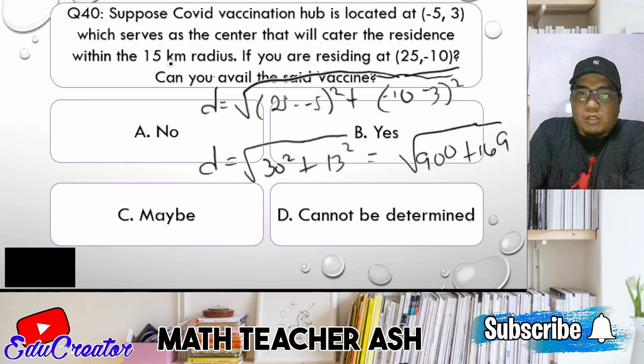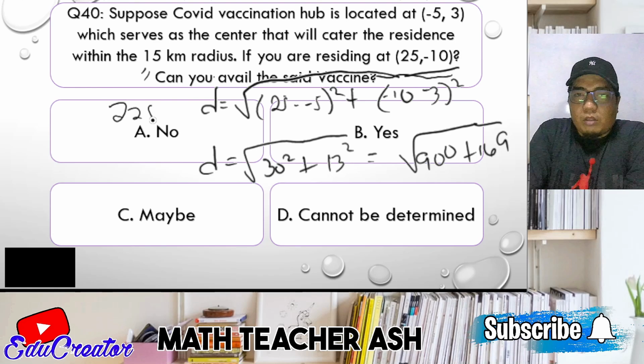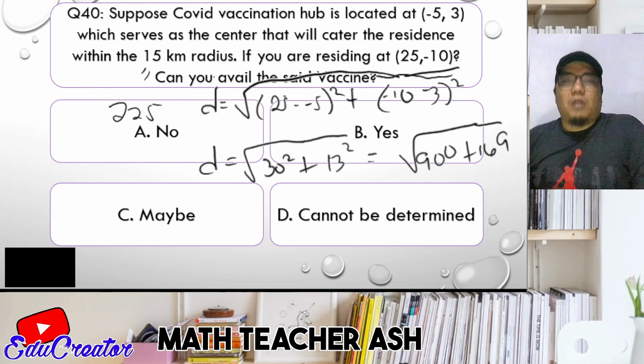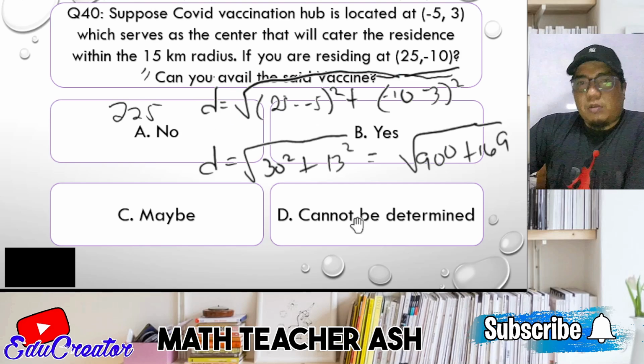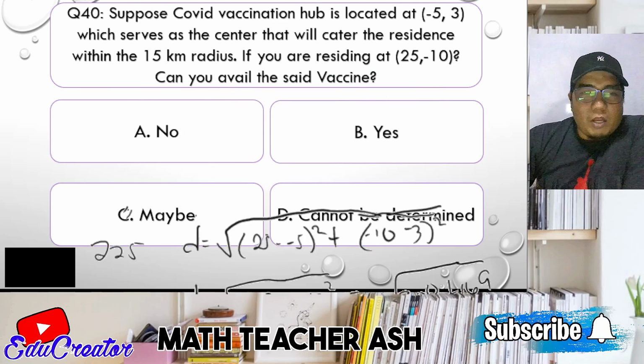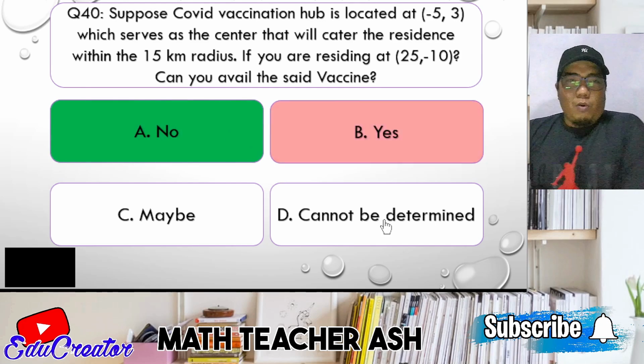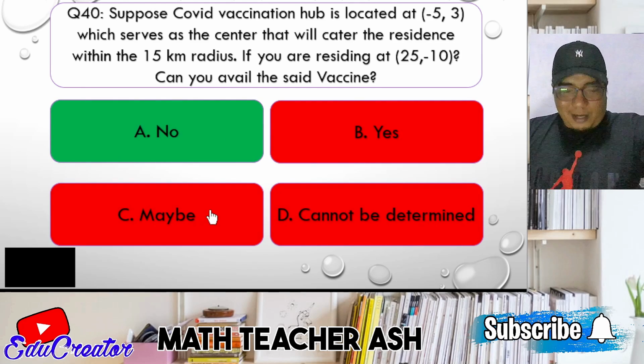Ayan. Now, as you can see, itong 15, pag squared mo to, this will be 225. Wala na, sobra na masyado. Okay. So, ang sagot dito ay no. Ayan. Hindi ko na kailangan pa itapusin pa ito. Okay, my dear math learners? So, I hope that is very clear to you. Let's try kung no nga ba ang tamang sagot. Ayun, no nga talaga, my dear math learners.